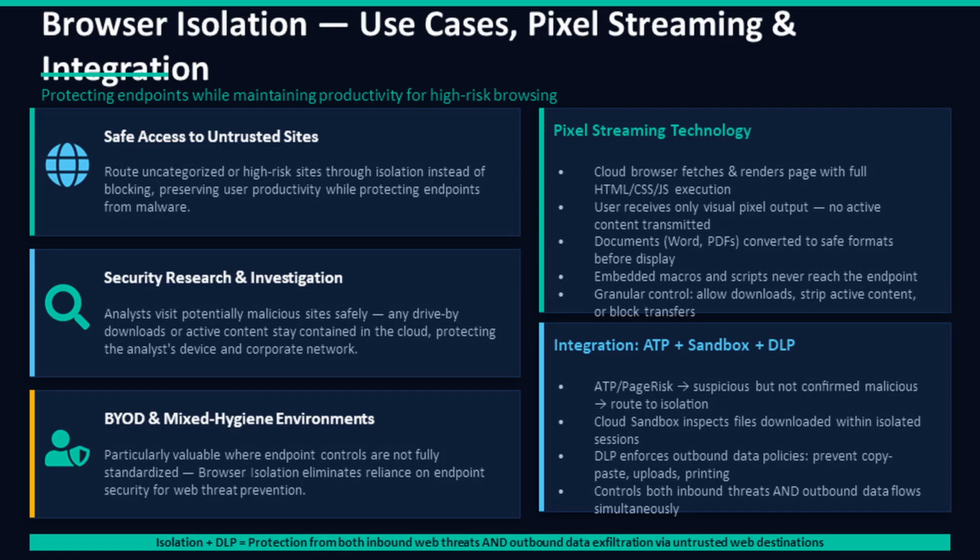When an isolated session is active, the Zscaler cloud browser fetches and fully renders the web page, including all HTML, CSS, and JavaScript execution. The user sees a visual representation of that page, streamed as pixels to their local browser. For interactive browsing, mouse events and keystrokes are transmitted back to the cloud browser to enable navigation. For documents, Word files, PDFs, policies can convert them to safe formats and display them within the isolated session, preventing any embedded macros or scripts from executing.